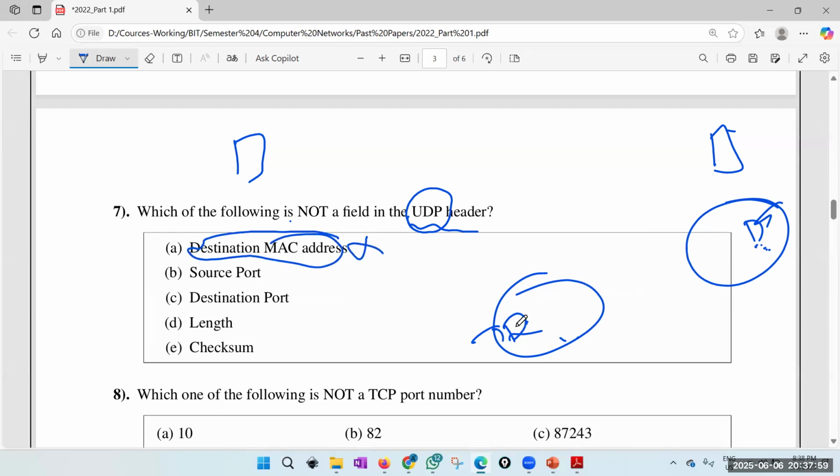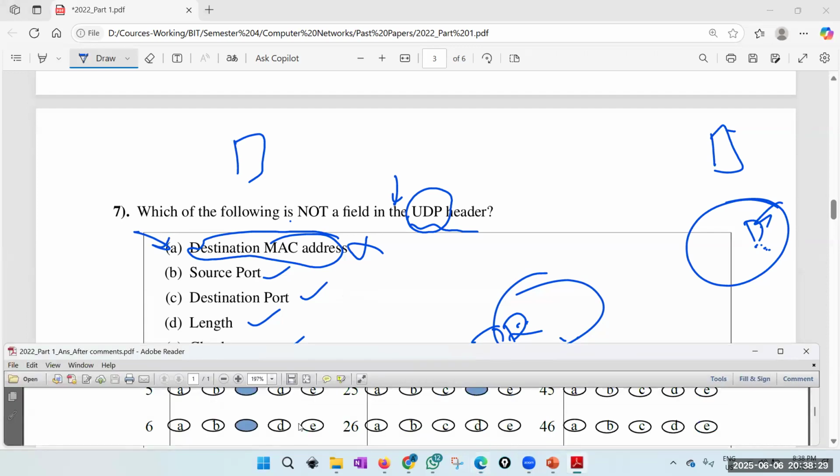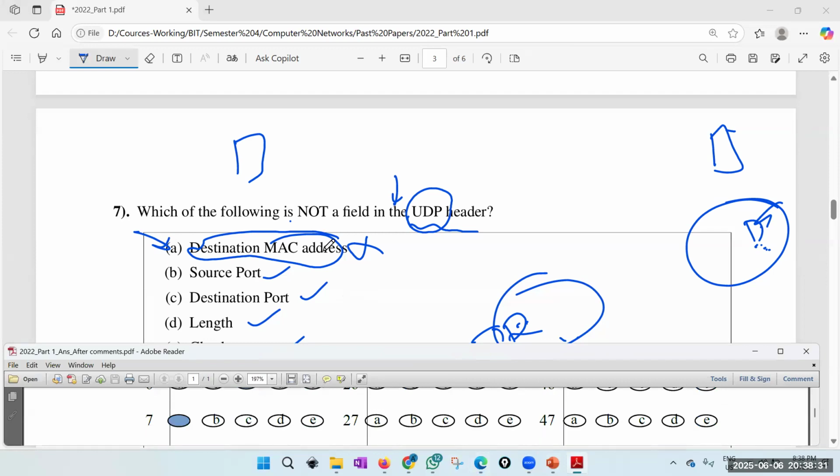Obviously, we need the source port and destination port because we are going to create that connection. Also length, checksum, and so on. But at the UDP level, the MAC address is not visible to anything other than the data link layer. Even the network layer is only interested in the IP address. So definitely the answer must be that the field which is not present is the MAC address. Yes, A.